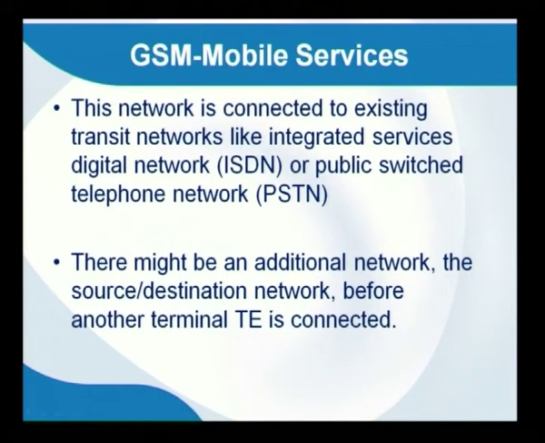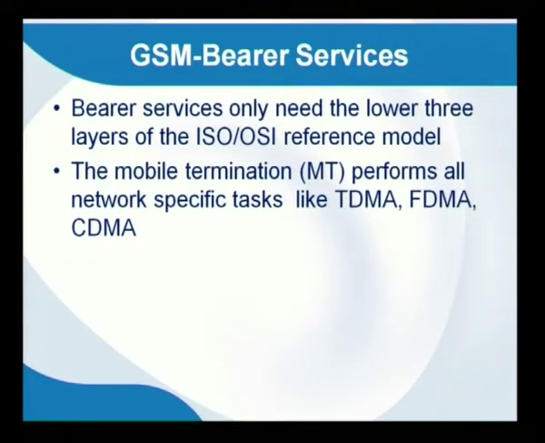As I already mentioned, there should be a source and destination network before another terminal is connected to the GSM users. Among the three services provided by the mobile services of GSM, the bearer services only need to communicate with the lower layers of the ISO OSI reference model. The lower three layers are the physical layer, the data link layer and the network layer. The physical layer deals with encoding schemes and signal representations. So, it specifies how the signal should be transmitted.